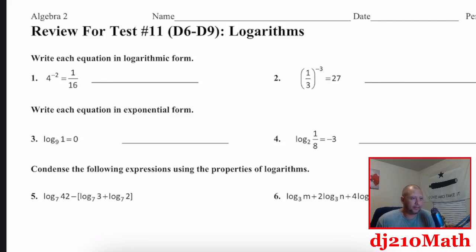All right. Test review number 11 for logarithms. All right, let's get it.